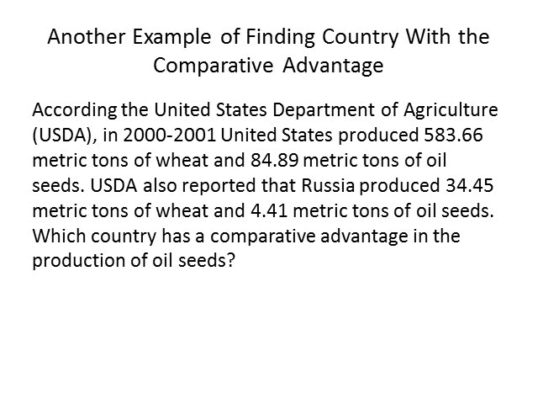Let's look at another example of comparative advantage by looking at 2 countries. According to the U.S. Department of Agriculture, in 2000-2001, the United States produced 583.66 metric tons of wheat and 84.89 metric tons of oilseeds. The USDA also reported that Russia produced 34.5 metric tons of wheat and 4.4 metric tons of oilseeds. Which country has a comparative advantage in the production of oilseeds?